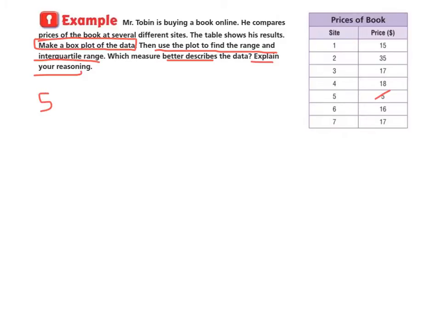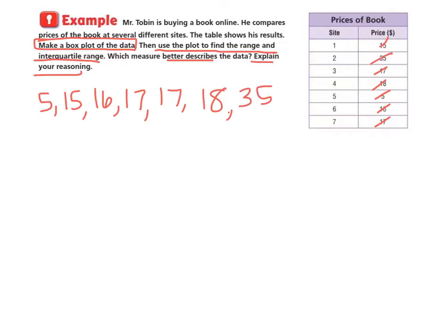And then let's see. Next would be 15. And then 16. And then 17. Looks like I have 2 17s. Make sure I get them both in there. 18 and 35. Now once I have that done, I want to find the median. So halfway would be 17. So here's my median. And then I'm going to draw my little box plot here.